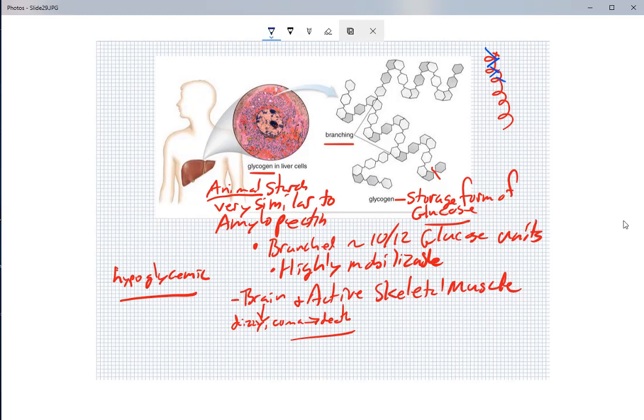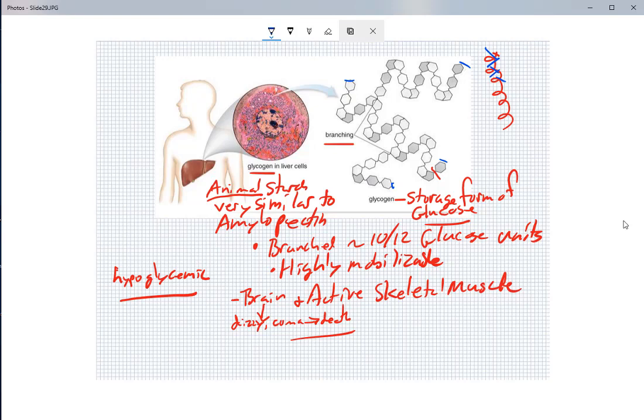Well, if it's branched, that means we've got 1, 2, 3, 4 different ends maybe, and it can be hydrolyzed faster, and we can get the glucose into the bloodstream faster, so our brain and skeletal muscle can use it. Plants have amylopectin, but they're not going anywhere, so they have no need to have a highly mobilizable form of glucose, whereas animals do.